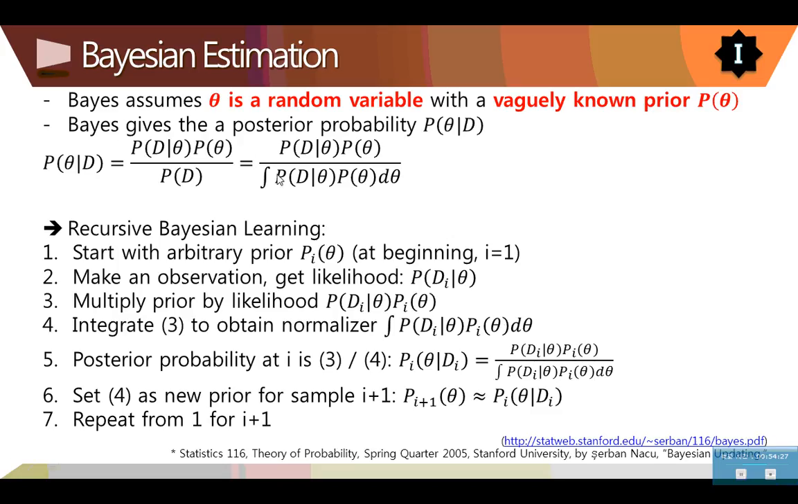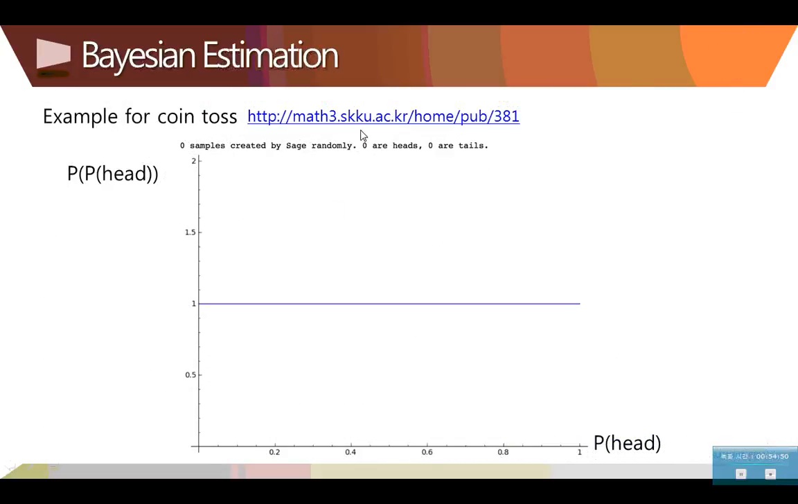The third approach is called the Bayesian estimate. Bayesian estimate assumes that theta is a random variable, and we don't know the prior, but we have some vague information about it. So the recursive approach of Bayesian starts with an arbitrary probability, and then refines it step by step. Rather than explaining it, I will give you an example that will explain it slightly better. This is an example I put in our Sage.